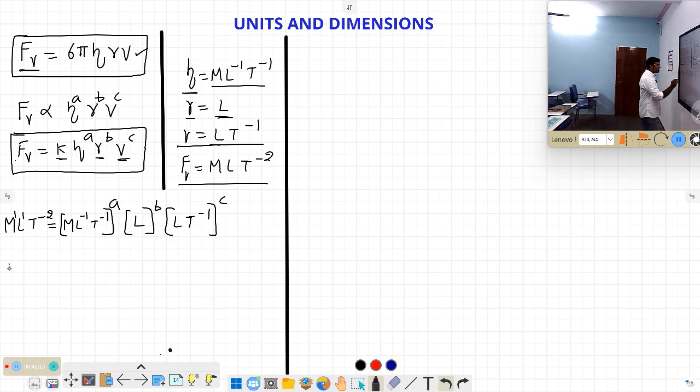So the left side mass is raised by how much? 1 is equal to the right side mass, which is how much? This mass nothing is there, that means 1 into A, that is nothing but A. There are no other masses present. So the A value is equal to 1. Already we got the value 1 here.